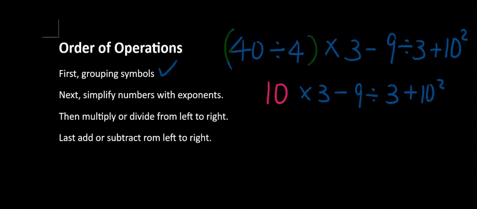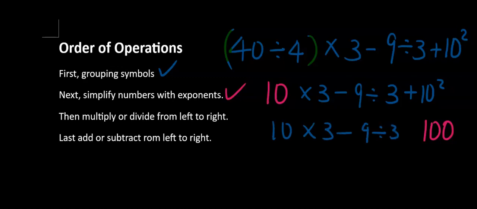Next step, simplify numbers with exponents. Oh, here's the exponent, right? We're going to take care of that. What is 10 to the second power? That's right. And we're going to look at here, take care of this. Now, third step, we're going to multiply or divide from left to right. We're going to copy down the rest. Copy it down, not in a hurry. Okay, left to right.